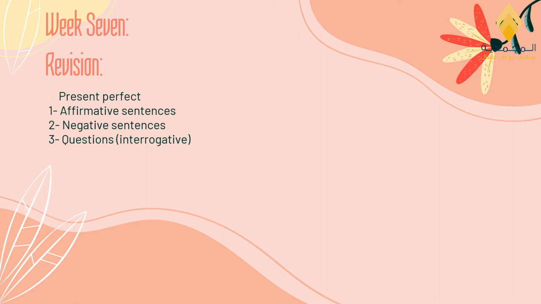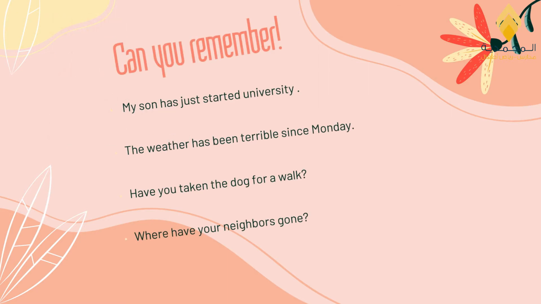In today's class, during the seventh week, we are going to have a revision for the present perfect: the affirmative sentences, negative sentences, and the questions. Can you remember I have two questions and two sentences? Can you remember the structure that we are using now in these sentences and the questions?